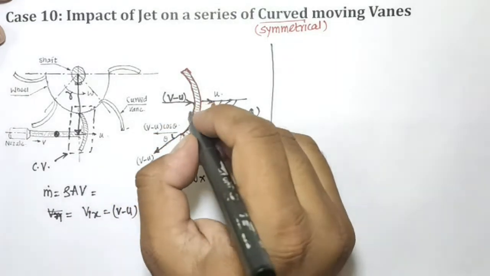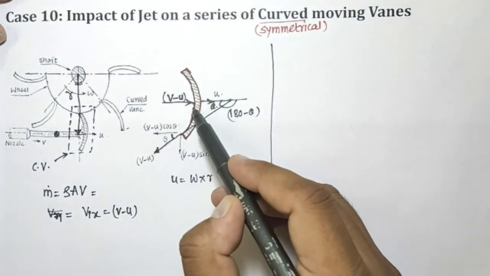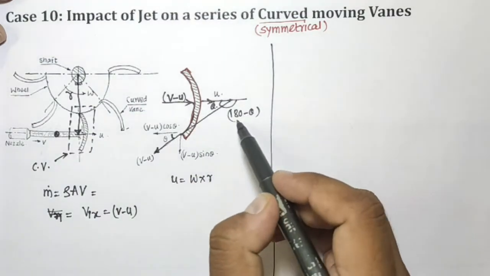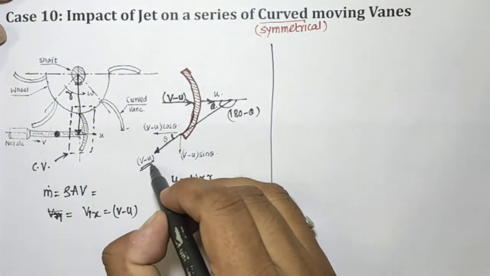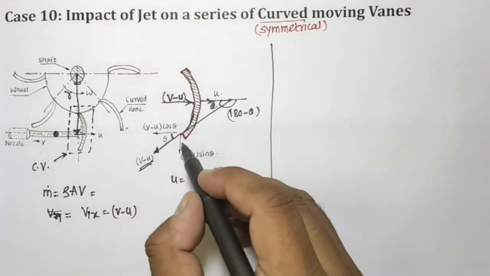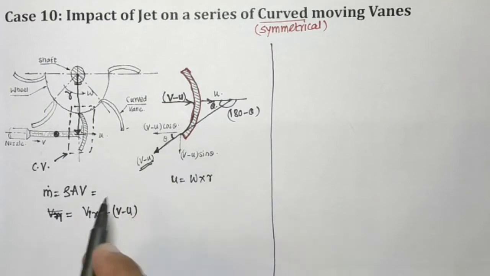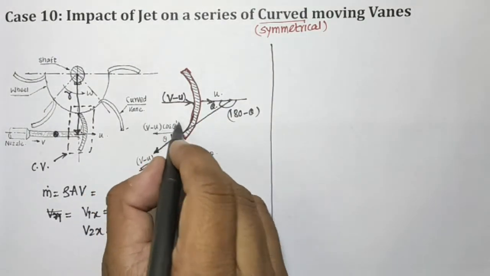And here when that jet strikes this particular vane, it deviates through an angle of 180 minus theta degrees, and it exits with the same velocity as if we have a frictionless surface. It has two components, one along the y direction, another along the x direction. So v2x after striking the plate will be this component.